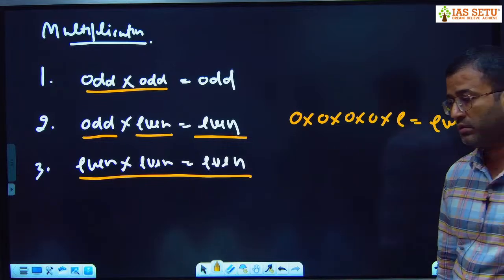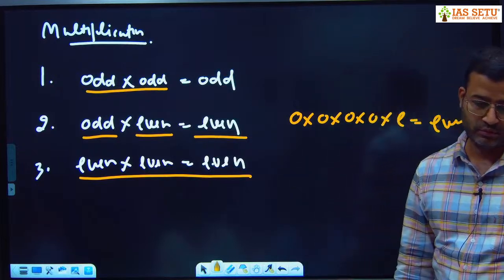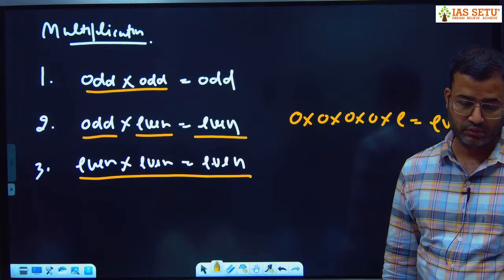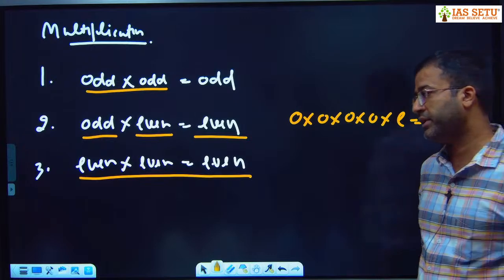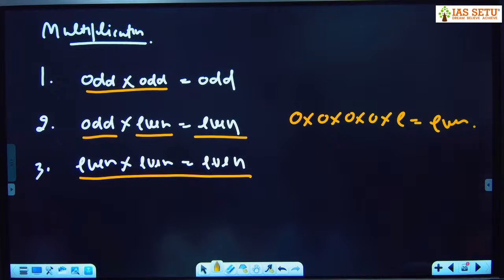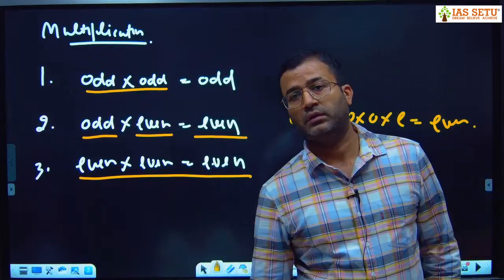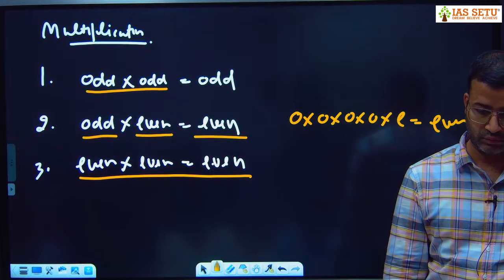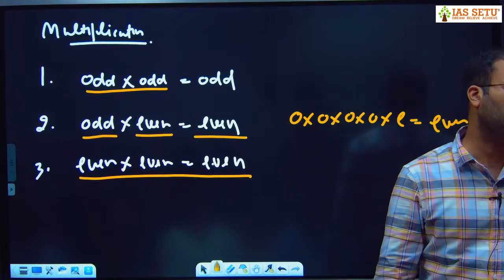लिख लो. If in a multiplication we have at least one even number, then the final product is always even. मतलब एक इवन मल्टीप्लिकेशन में सबको इवन बना देता है, इन फाइनल प्रोडक्ट वैल्यू, इट इज इवन.